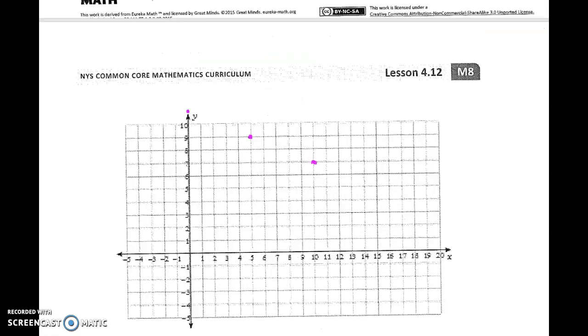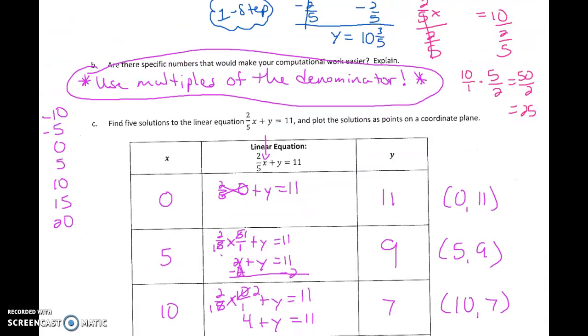Big thing I want you to take away here is this part right here. Use multiples of the denominator because it's going to cause your fraction to cancel out, and then you won't have to worry about that anymore.